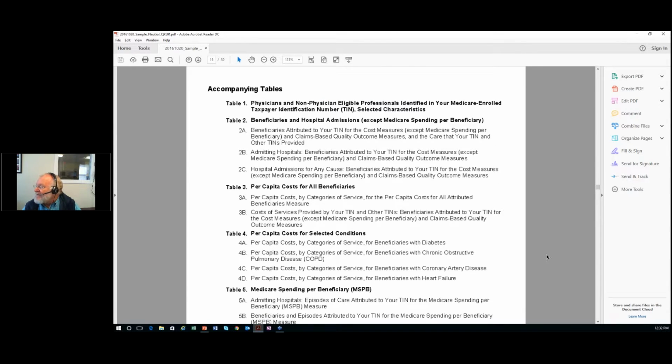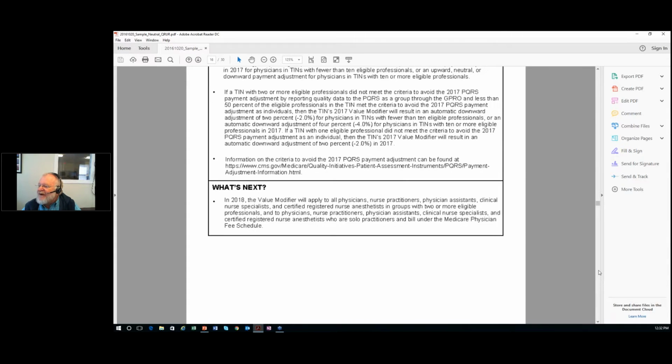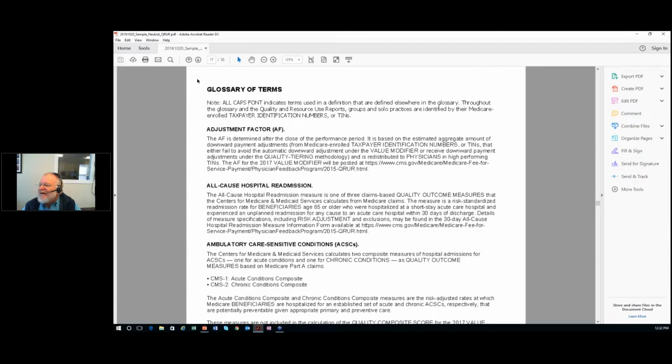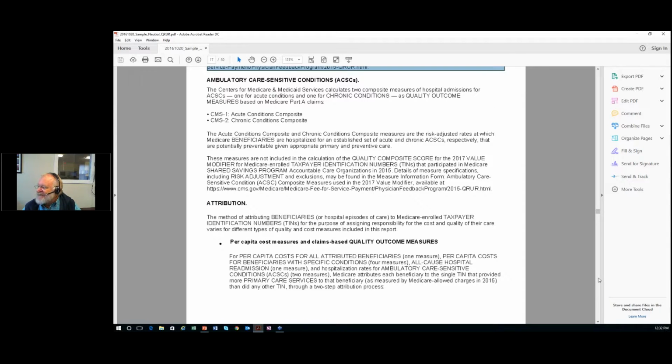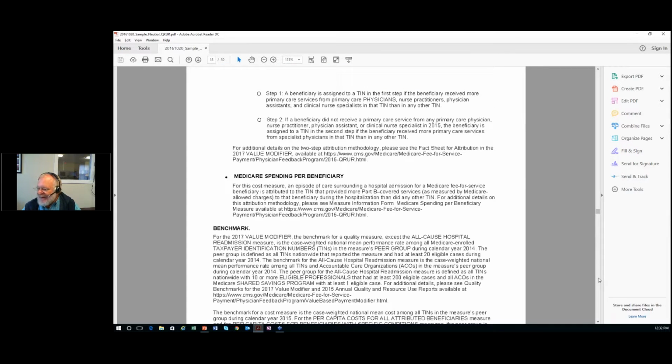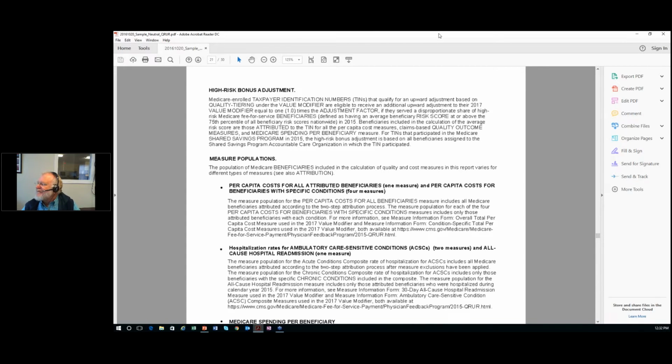There we go. And basically from then on, everything else is explanatory. The rest of the report discusses the adjustment factors and what goes into those, the administrative claims measures, and the attribution processes. This is all repetitive from report to report. So that was a quick look at your QRUR. They're all structured in similar ways, though not exactly.